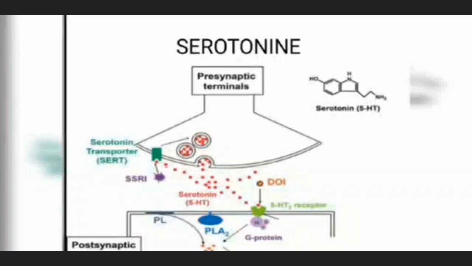Newer drugs have been developed with action on specific 5-HT or serotonin receptors. For example, the drug sumatriptan relieves migraine by selective agonist action on the 5-HT1D receptor. The drug ondansetron relieves nausea and vomiting by antagonist action on the 5-HT3 receptor.